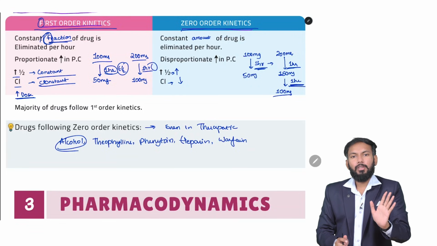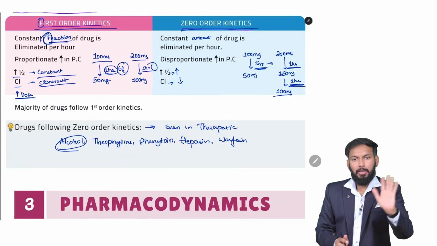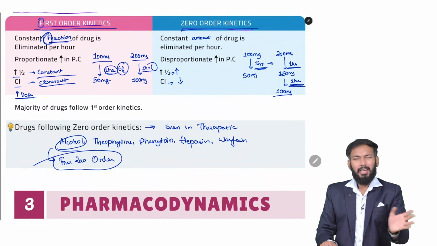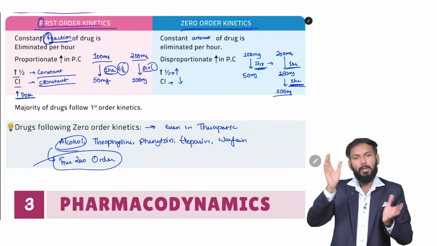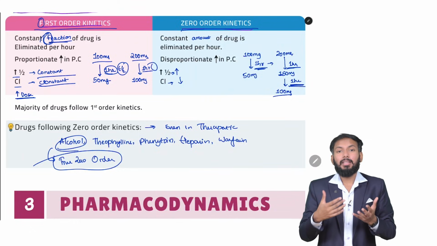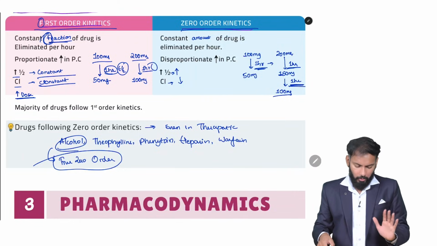Alcohol will follow zero order kinetics anywhere. So this is the true zero order. At any dose, alcohol is zero order. The rest are all first order. When you increase the dose, they will become zero order. But there are some drugs which will have zero order even in therapeutic doses. Those are these. That's all.